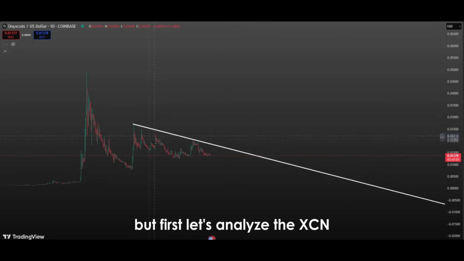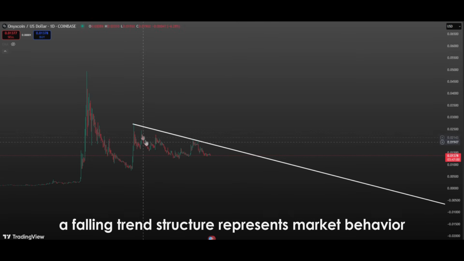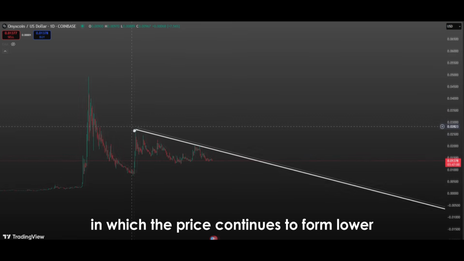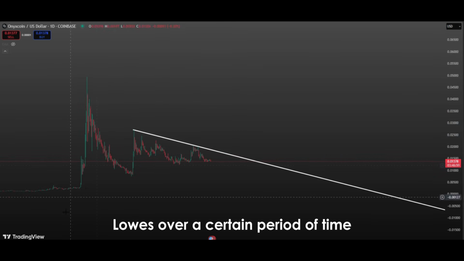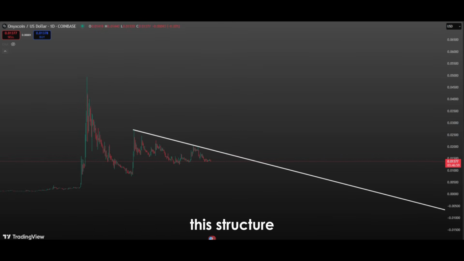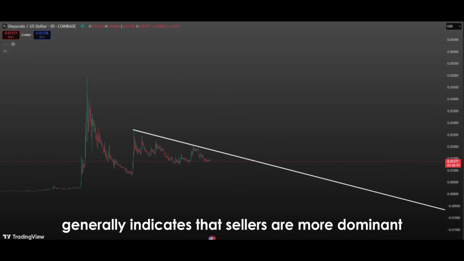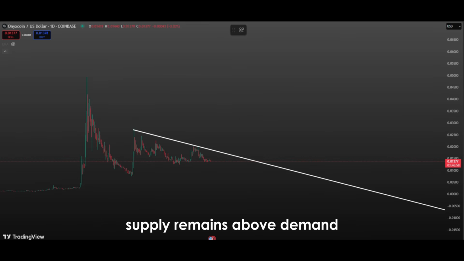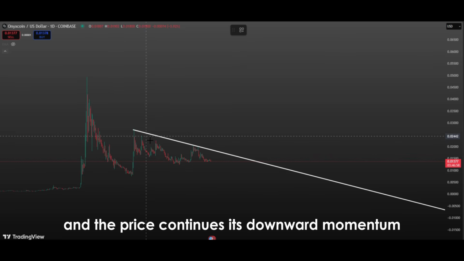But first, let's analyze the XCN. A falling trend structure represents market behavior in which the price continues to form lower highs and lower lows over a certain period of time. This structure generally indicates that sellers are more dominant, supply remains above demand, and the price continues its downward momentum.